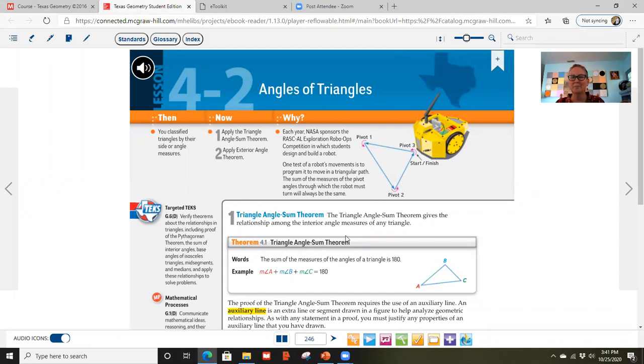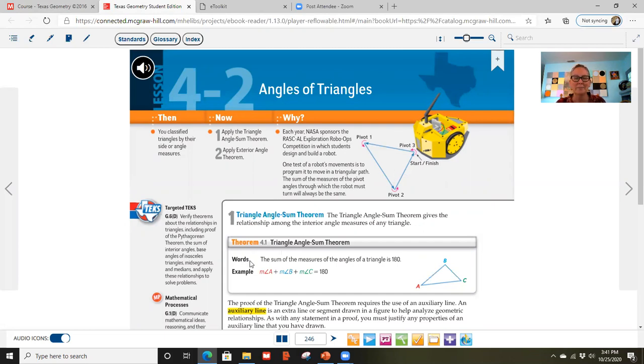And let me tell you ahead of time, almost everything in this section I've mentioned when I was explaining 4.1 to you. So it's kind of a little bit of a review. So this cute little robot does 3 pivots and makes a triangle. That's how they're showing you a real world triangle.